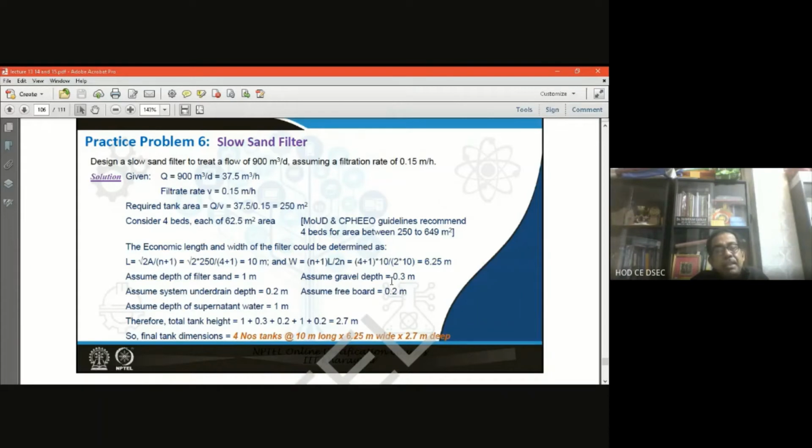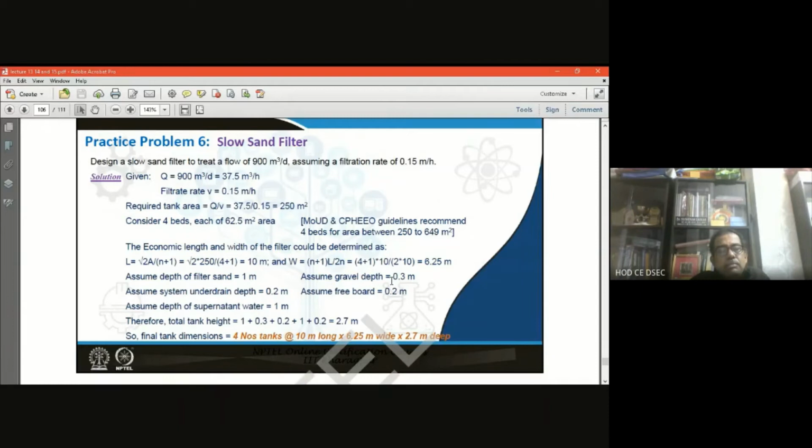But what will be the length and breadth? I just want to recapitulate the formula I discussed in my last 16th lecture. The economic length formula is the square root of 2A into (n plus 1), where A is 62.5 square meter and n is the number of filter beds, 4. By the formula we have got the length as 10 meter. So what will be the breadth? 62.5 by 10, that is 6.25 meter.